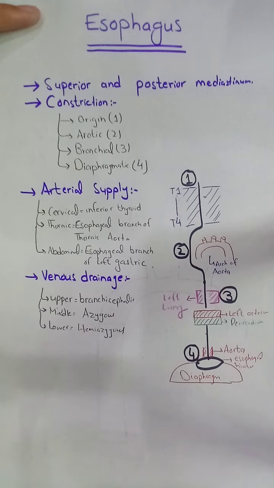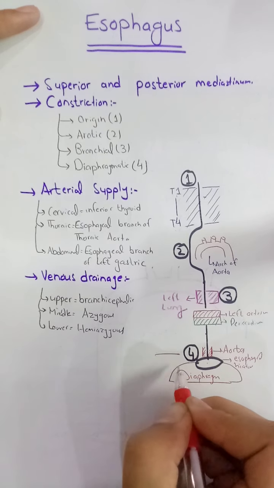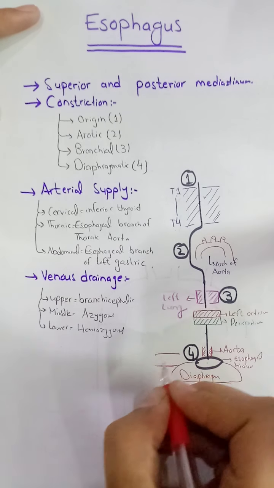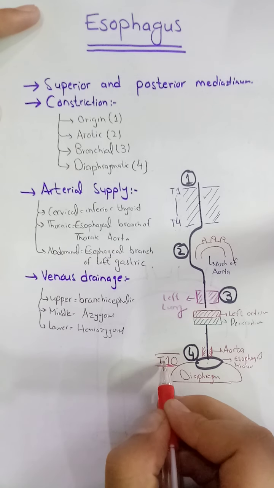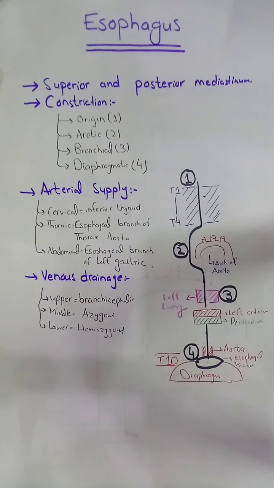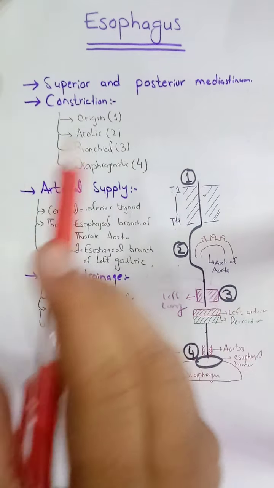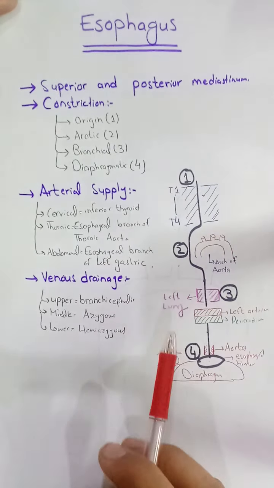And one thing you must also remember is the level at which the esophagus enters the esophageal hiatus. This level is the level of the T10 vertebra. At the level of T10 vertebra, the esophagus enters the esophageal hiatus to pass through the diaphragm. So this is about the esophagus, its blood supply, constrictions, and its relation with several structures.